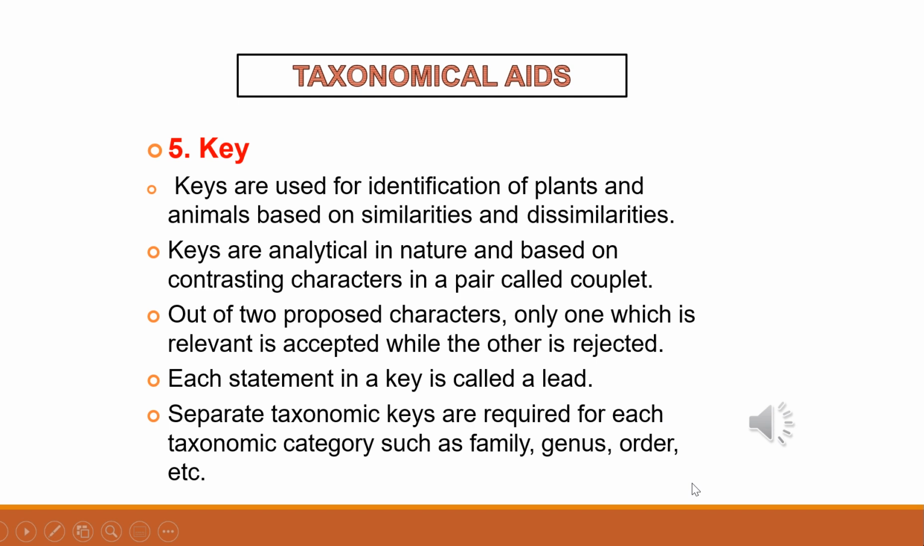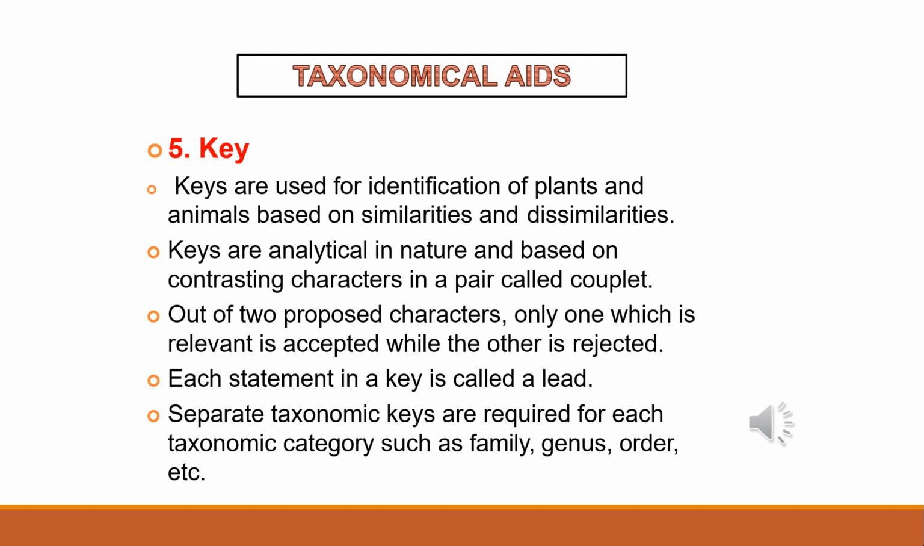Fifth taxonomical aid is key. Key for identification is an important taxonomic aid. Key is a set of alternate characters or couplets of different types arranged sequence-wise in such a fashion that by selection and elimination one can quickly find out the name of the organism. Depending upon the category, a key may be class key, order key, family key, genus key or species key.